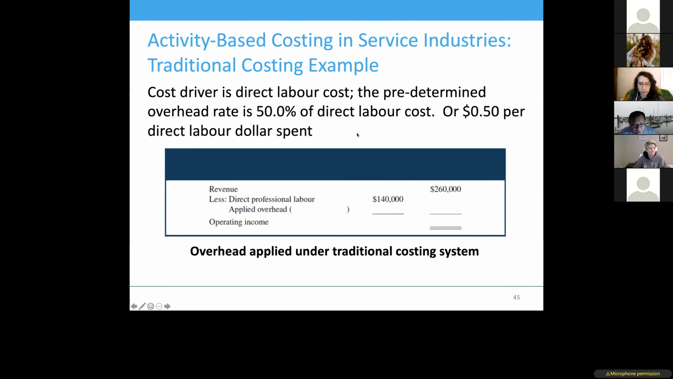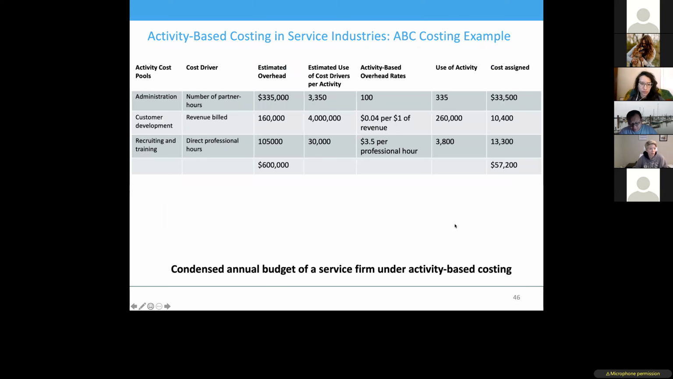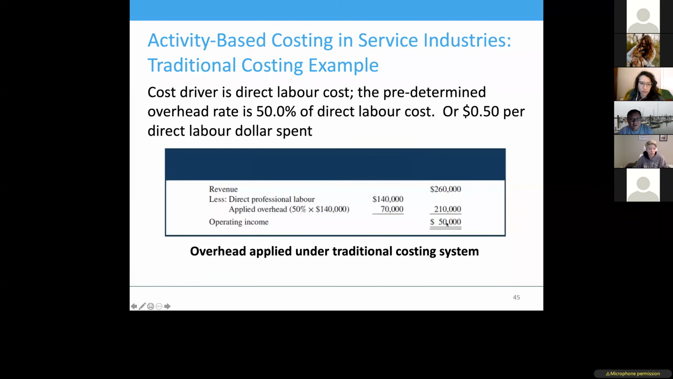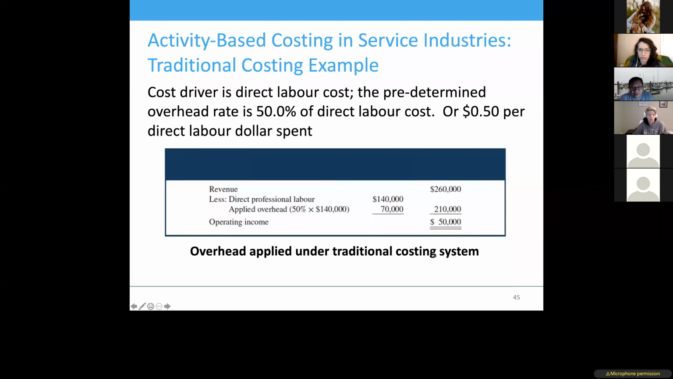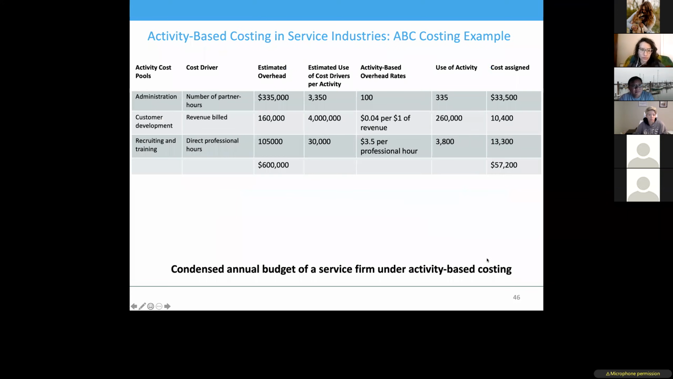50% of direct labor cost. $70,000, right? Because 50% of 140 is 70. So together this would be 210,000. Operating income is 50,000, right? So this is pretty straightforward under the traditional costing system. Okay.